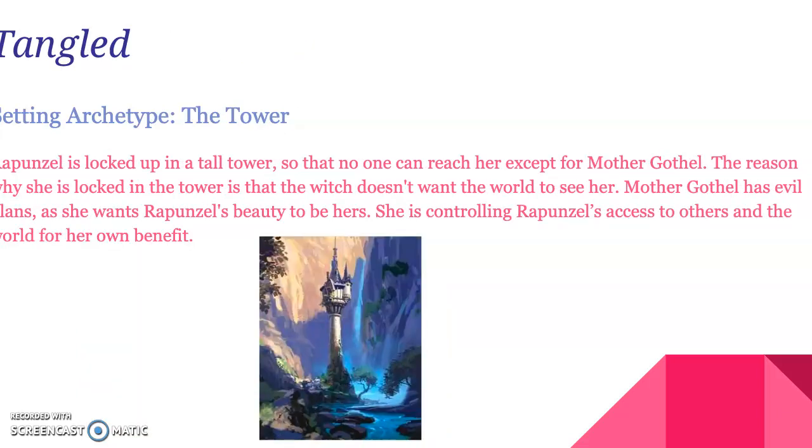In the movie Tangled and the story of Rapunzel, you might know this story really well. The setting archetype is the tower. Rapunzel's locked up in a very tall tower so that no one can reach her except Mother Gothel. The reason she's locked in the tower is that the witch doesn't want the world to see her. Mother Gothel has evil plans, as she wants Rapunzel's beauty to be hers. She's controlling Rapunzel's access to others and the world for her own benefit. And that tower represents Rapunzel's isolation, right? She's not allowed to interact with others. She's separated from the world. And she's also sort of set up on a high pedestal because of her beauty.